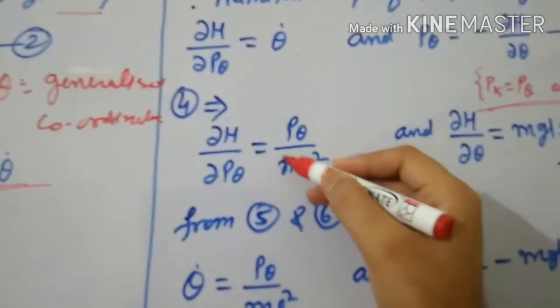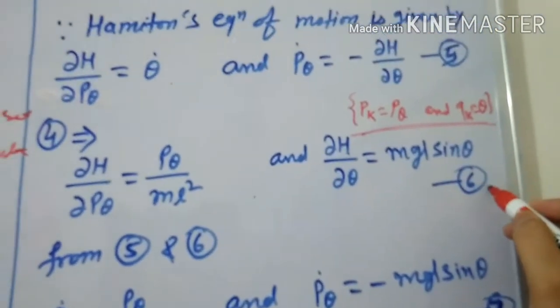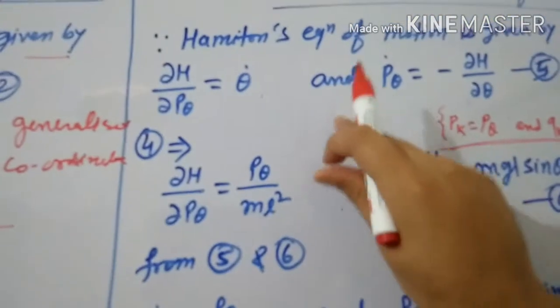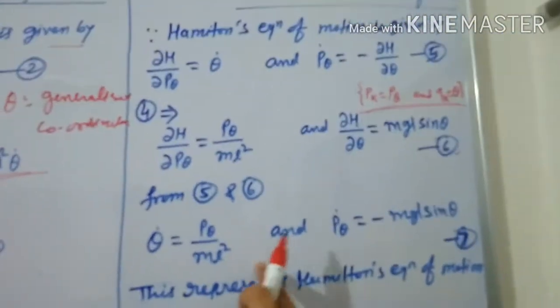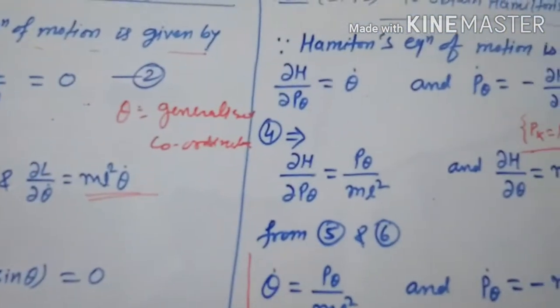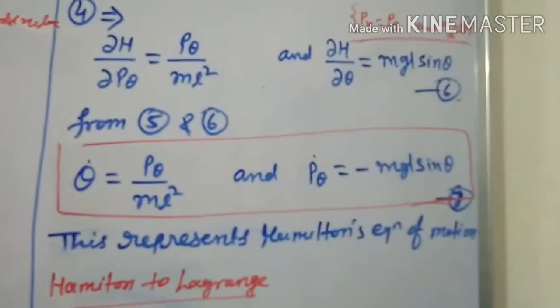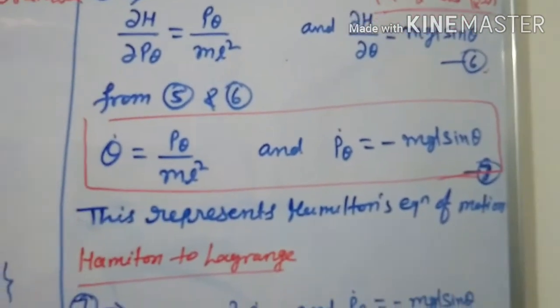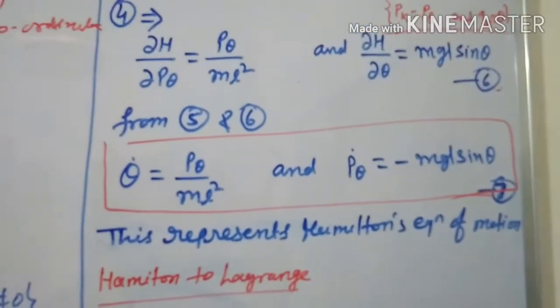Then we have del H upon del P theta is equal to P theta upon ml square and del H upon del theta is equal to mgl sin theta. Putting this value in equation number 5, from 5 and 6 we obtain theta dot is equal to P theta upon ml square and P theta dot is equal to minus mgl sin theta. These equations represent Hamilton's equation of motion for simple pendulum, or Hamilton's canonical equation of motion for simple pendulum.